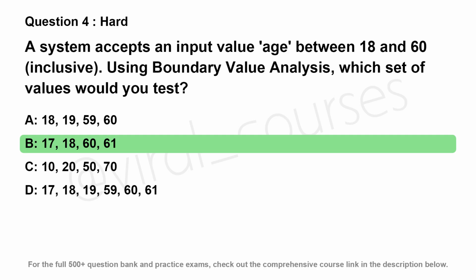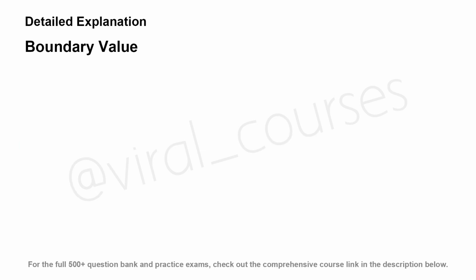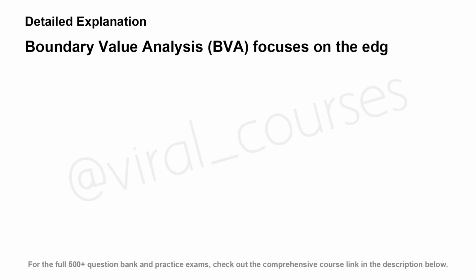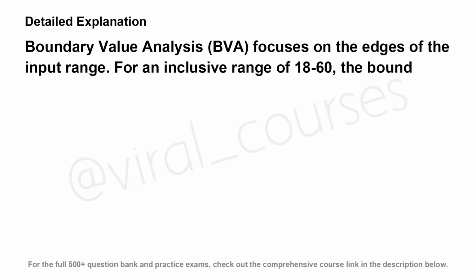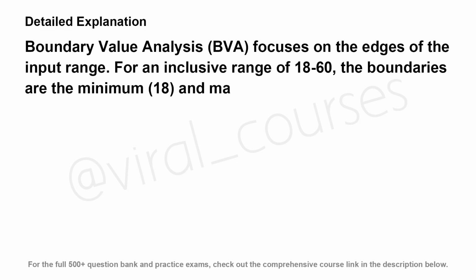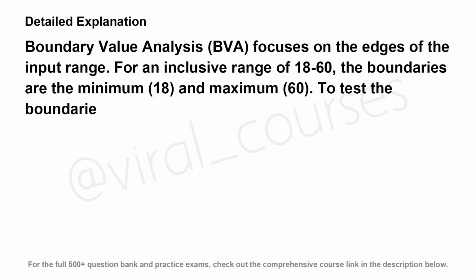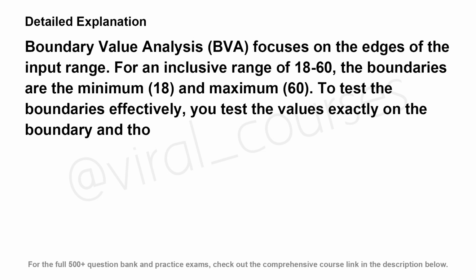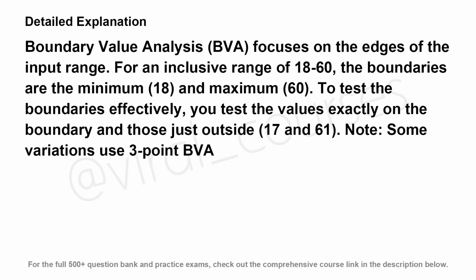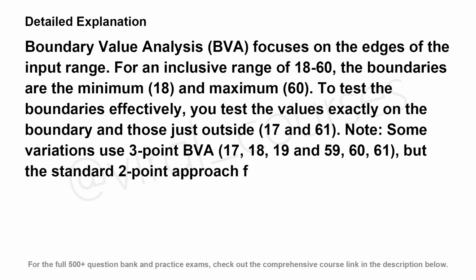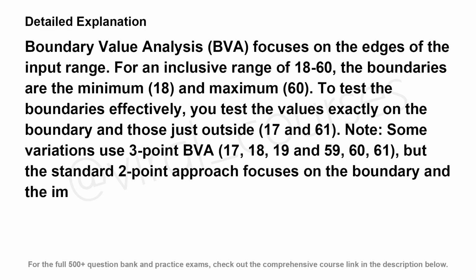The correct answer is B. Boundary value analysis, BVA, focuses on the edges of the input range. For an inclusive range of 18 to 60, the boundaries are the minimum, 18, and maximum, 60. To test the boundaries effectively, you test the values exactly on the boundary and those just outside: 17 and 61. Note: some variations use 3-point BVA: 17, 18, 19 and 59, 60, 61. But the standard two-point approach focuses on the boundary and the immediate invalid neighbor.